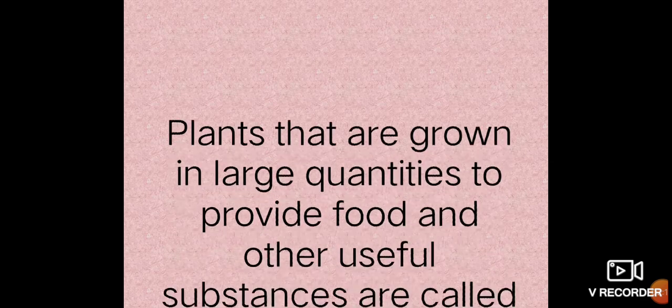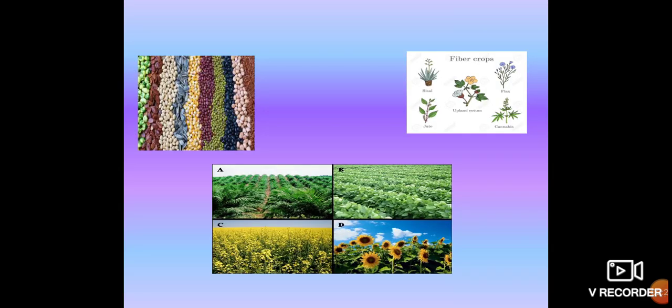First one is food crops. What are food crops? The crops used as food. For example, we can say rice, maize, pulses, wheat, these things. Second one is fiber crops. What is meant by fiber crop? Do you know, children? Yes, crops which are used to make paper, cloth or rope are called fiber crops. For example, cotton, jute. Third one is oil crops. Example, sunflower, mustard. These are the oil crops.